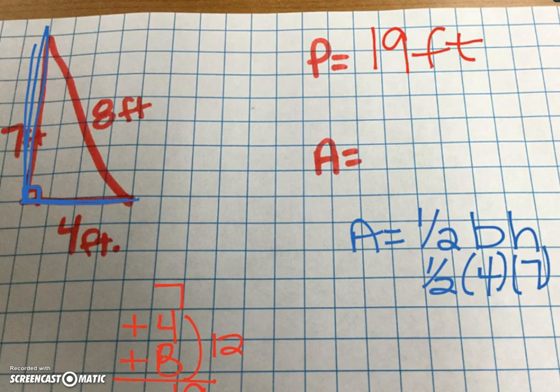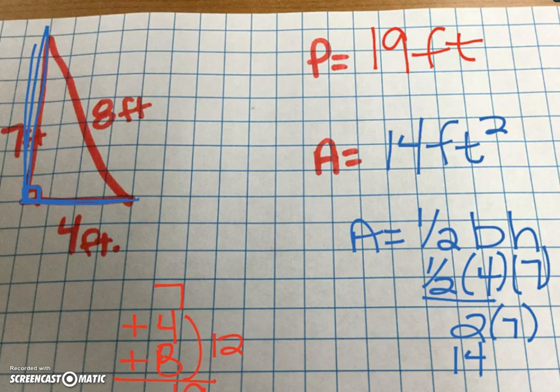Now I like to get rid of that half because sometimes half can be a bit confusing. So I'm going to use half of 4 first. Half of 4 is 2, and I didn't use the 7, so I'm going to bring that down. So 2 times 7 is 14, which makes my area 14 square feet. Once again, it's feet times feet. Since I have 2 of them, I use the little 2 exponent, and feet is squared.